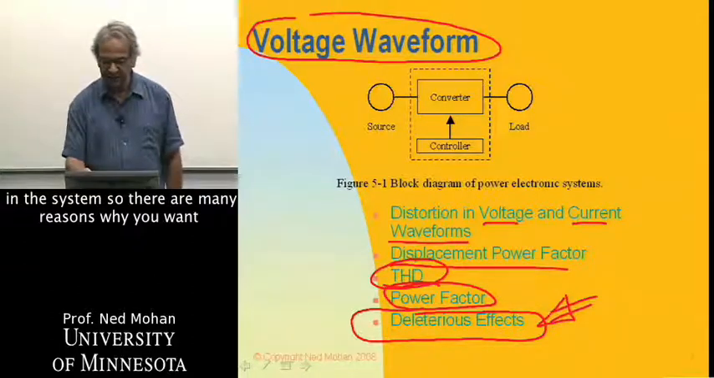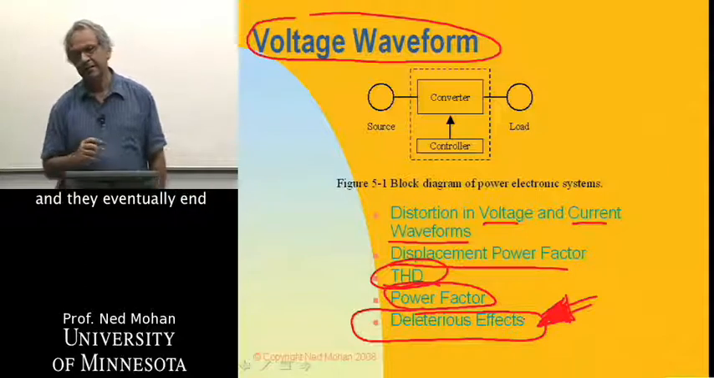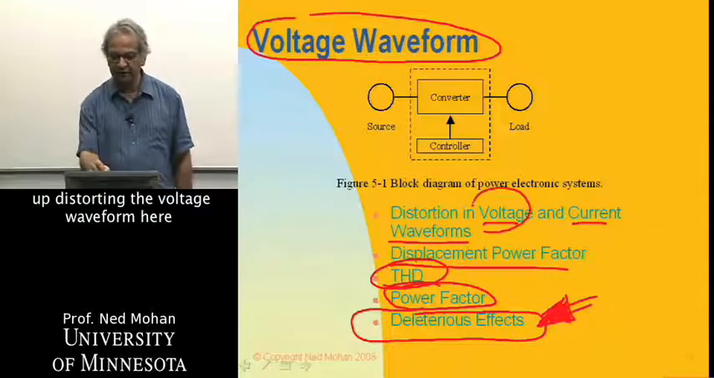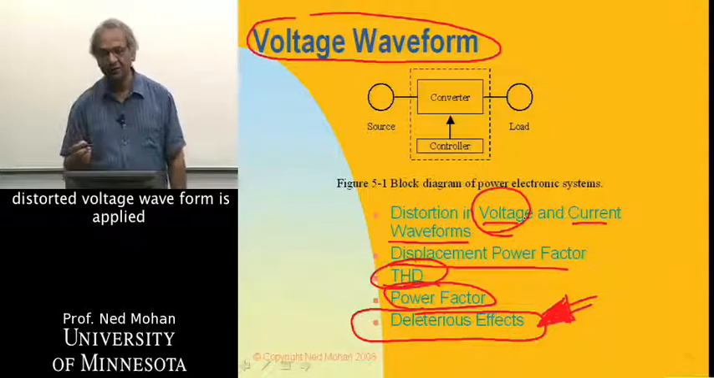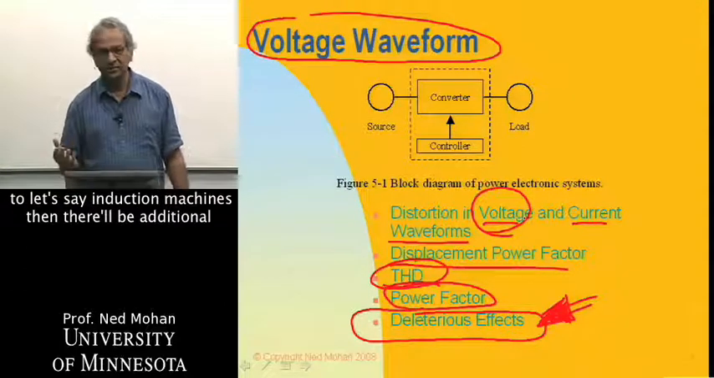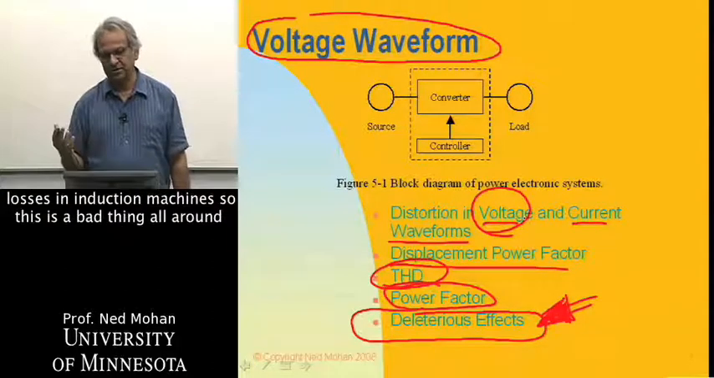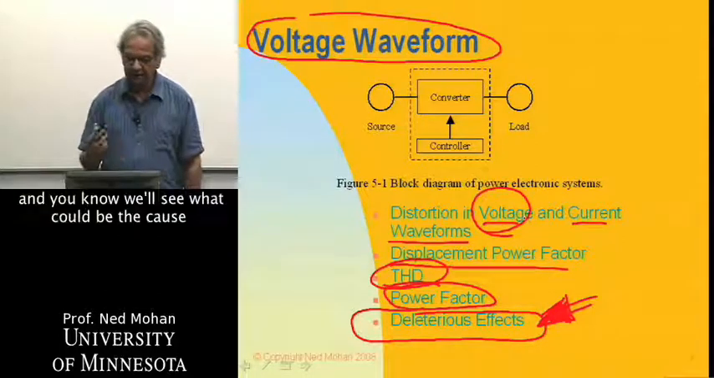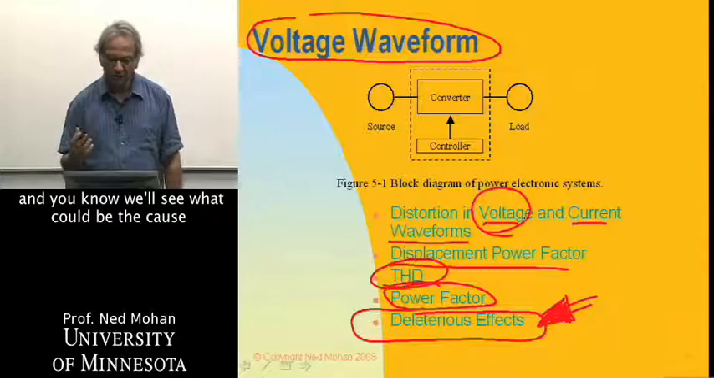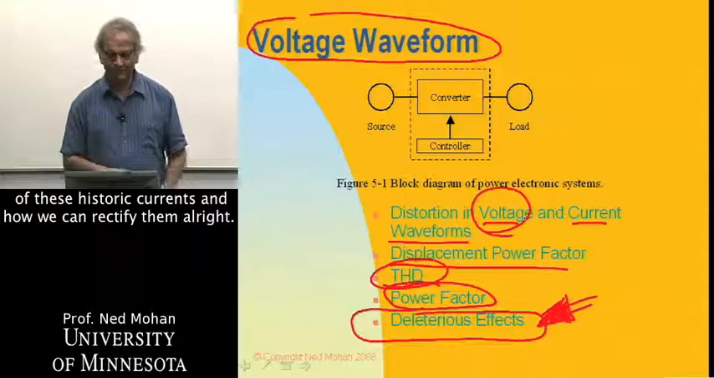So there are many reasons why we want to avoid distorted currents being drawn from the utility, and they eventually end up distorting the voltage waveform here. And if this distorted voltage waveform is applied to, let's say, induction machines, then there will be additional losses in induction machines. So this is a bad thing all around, and we'll see what could be the cause of these distorted currents and how we can rectify them.